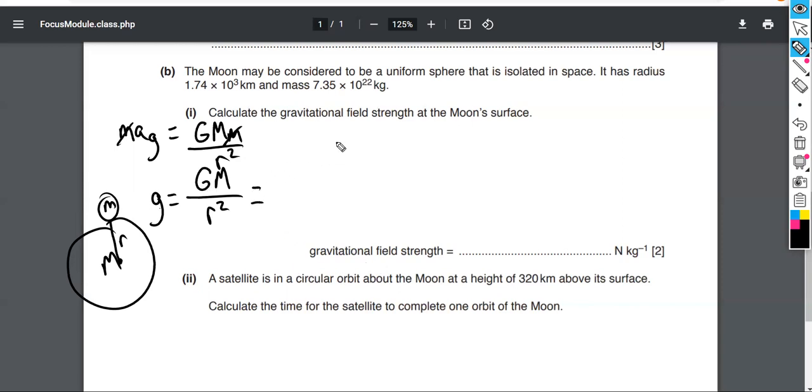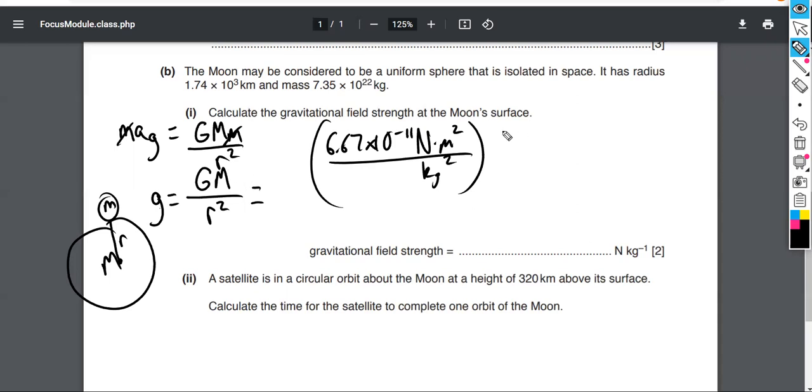So we've got G, which is 6.67 times 10 to the negative 11. And the units for that are going to be newton meters squared per kilogram squared. All right, so that's G. Now we've got the mass of the moon, which is given as 7.35 times 10 to the 22 kilograms.